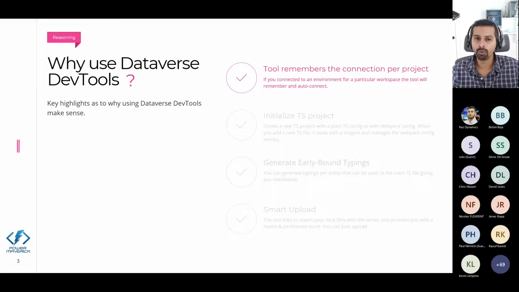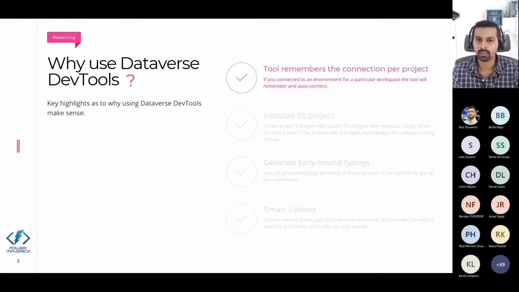Now, if you open project A all the time, but occasionally you also have to open project B, then you would have to go and connect to that Y environment. But what the tool does is remember that when you open project B, you had already connected to Y environment, so it automatically connects it for you.